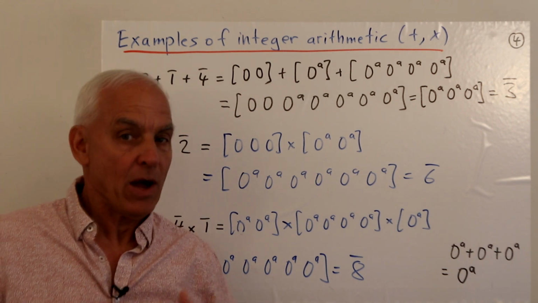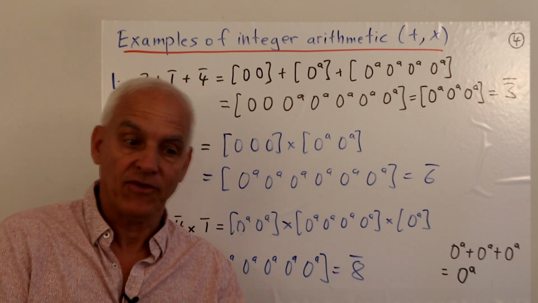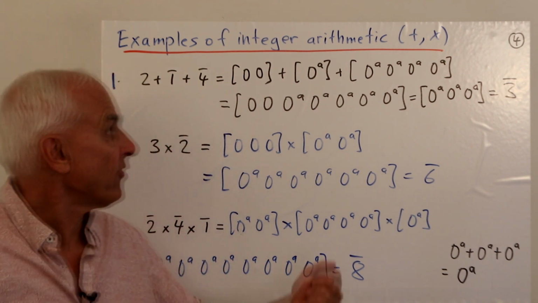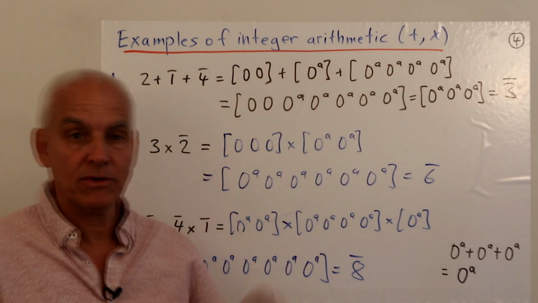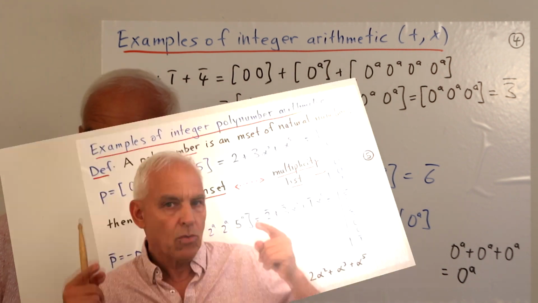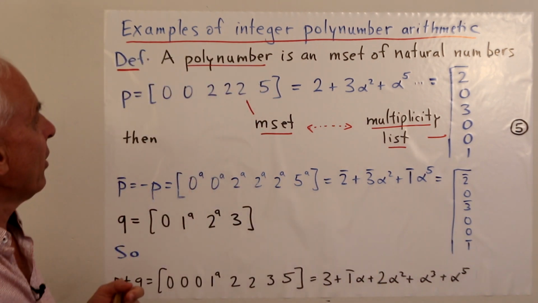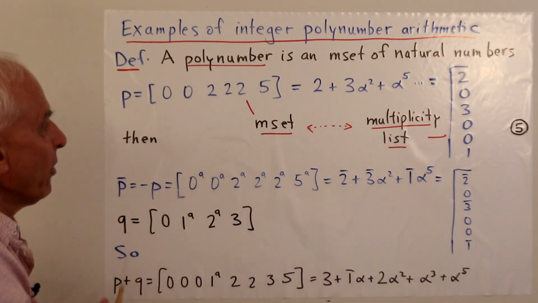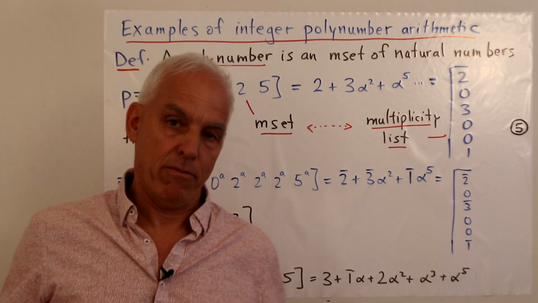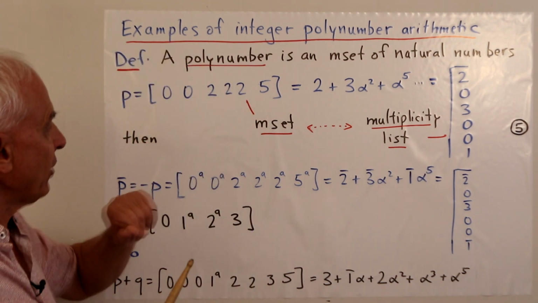Okay. So now we can convince ourselves that the arithmetic that we've cooked up here really does obey the same rules as our usual integer arithmetic with respect to the operations addition and multiplication. Okay, so let's go down one level to the polynumbers. So I remind you that a polynumber is an M set of natural numbers. So let's look at examples. Here's an M set of natural numbers.